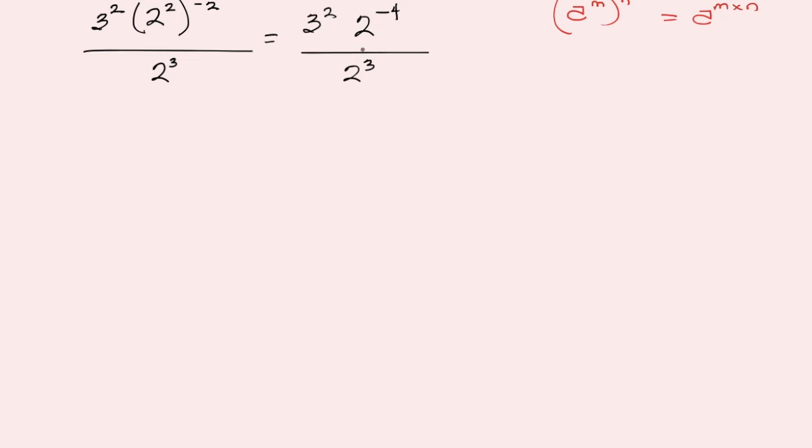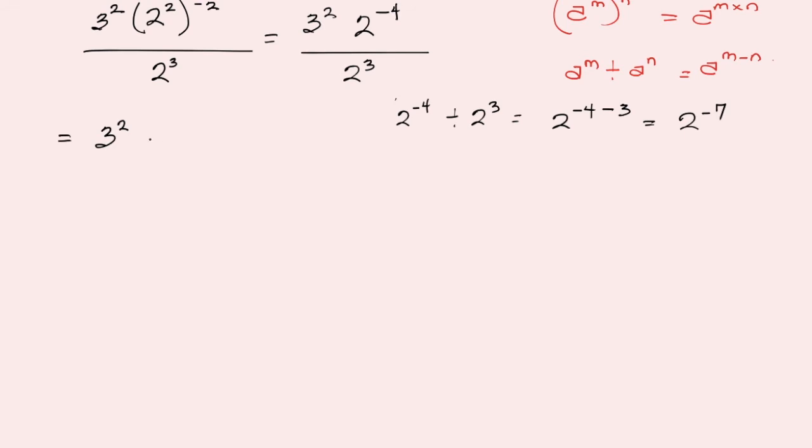So the next thing we'll do is focus on these two, and we'll be using the law that says that a raised to the power m divided by a raised to the power n is equal to a raised to the power m minus n. So in this case, we have that 2 raised to the power minus 4 divided by 2 raised to the power 3 is equal to 2 raised to the power minus 4 minus 3, and that is equal to 2 raised to the power minus 7. So if we bring that into this equation, what this will result to is 3 squared times 2 raised to the power minus 7.